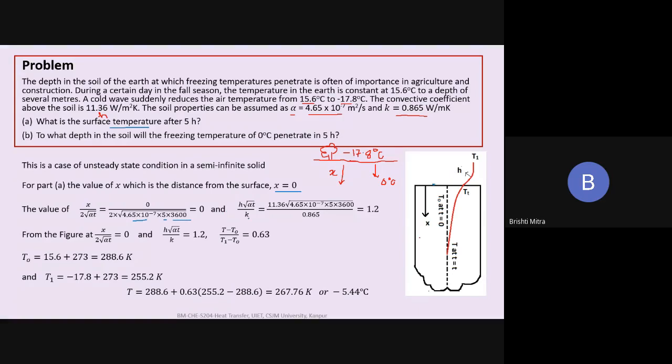The other term that we need to find out is h by square root of alpha t by k. We know the value of h given to us. We know the value of alpha. Time is 5 hours converted to seconds. K value we know. And in that case, h by square root of alpha t by k becomes equal to 1.2. So now we have to calculate what is the temperature when we have the x value equal to 0, and the different lines which are equal to 1.2.